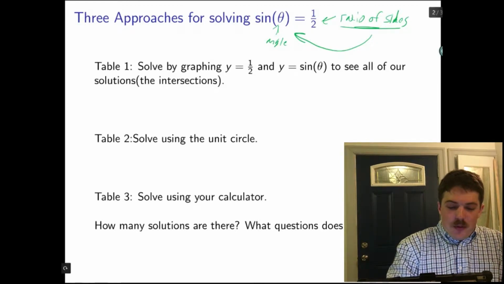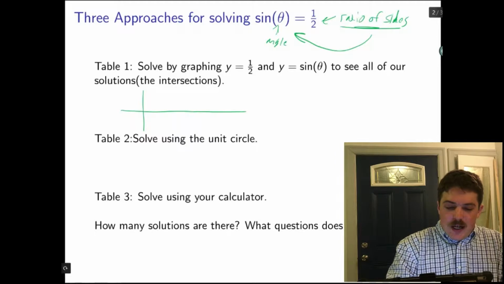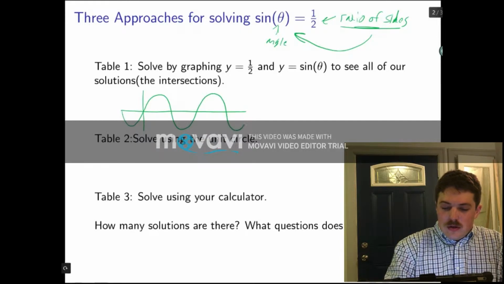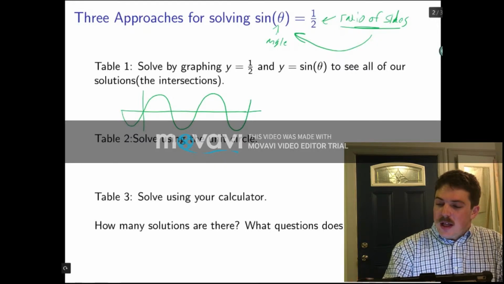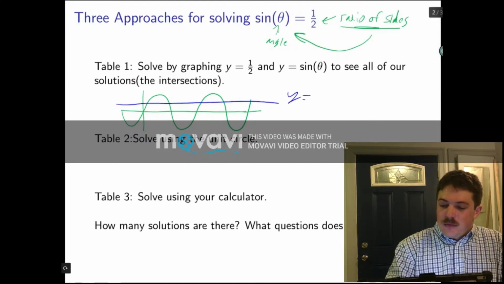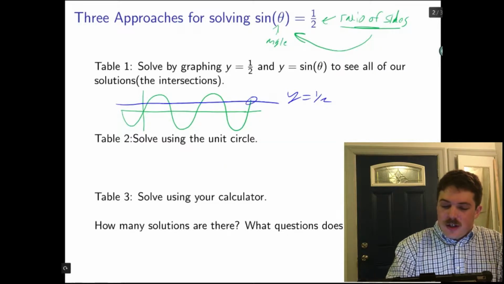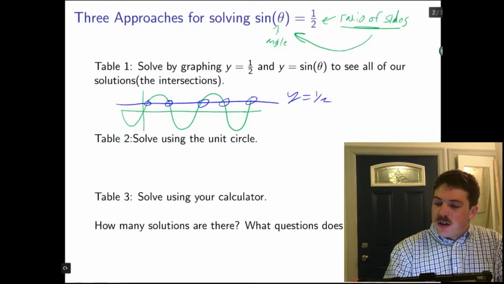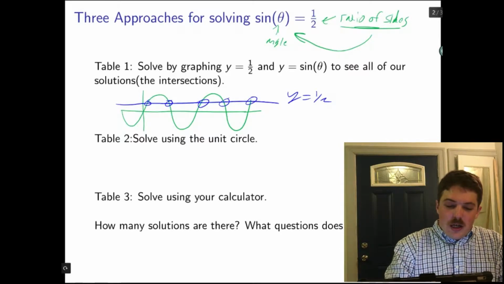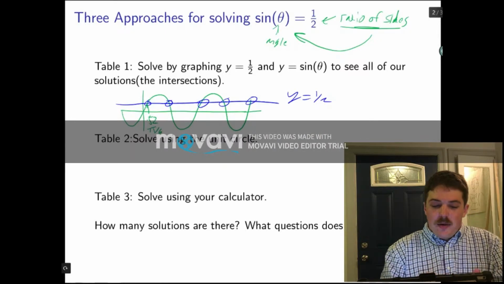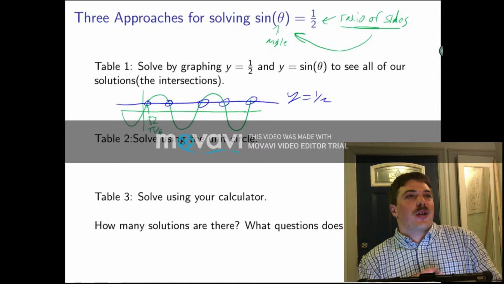Great. So what do we get, table 1? Our first step is we get the sine of theta graph. And then we're going to put the line y equals 1/2 in through here, and we're going to look for those intersections. If we use our calculate intersection function on our calculator, we'll get that this value is equal to 0.52 or approximately pi/6. And we're going to have this whole list of solutions that we can go through, find one by one.